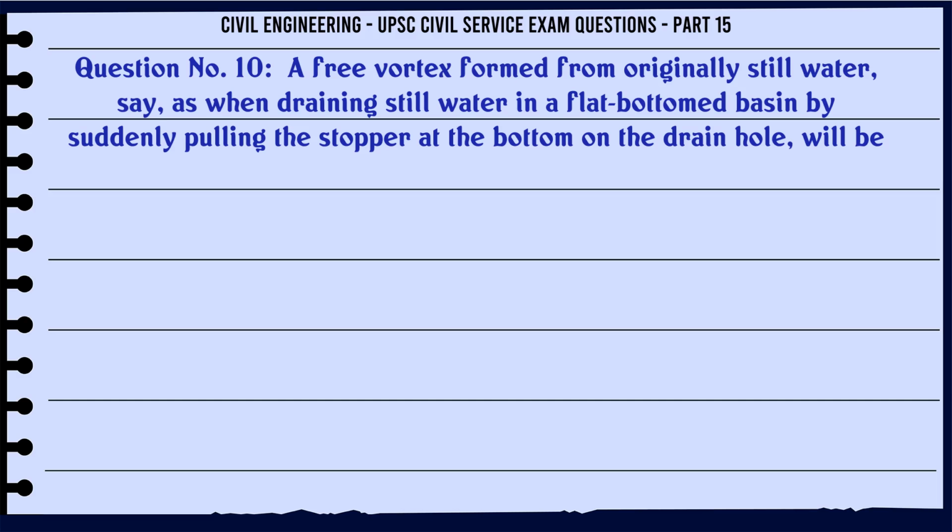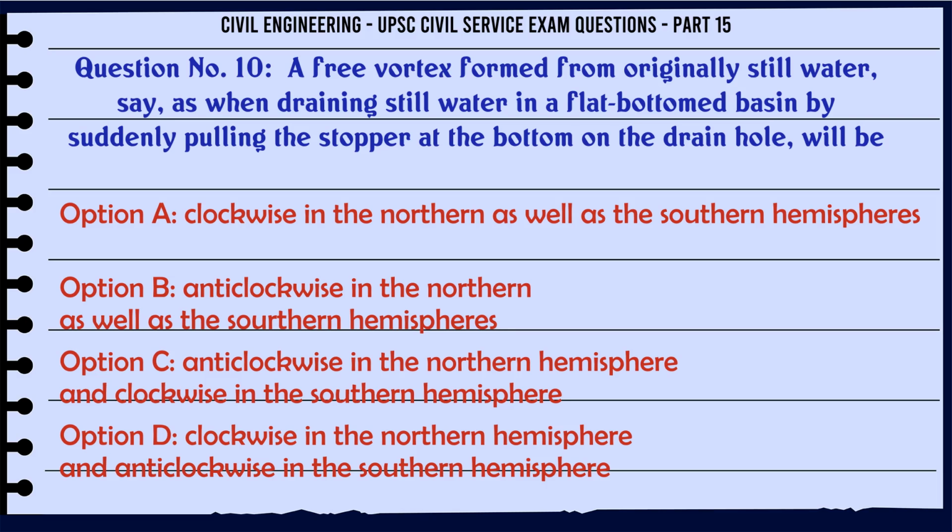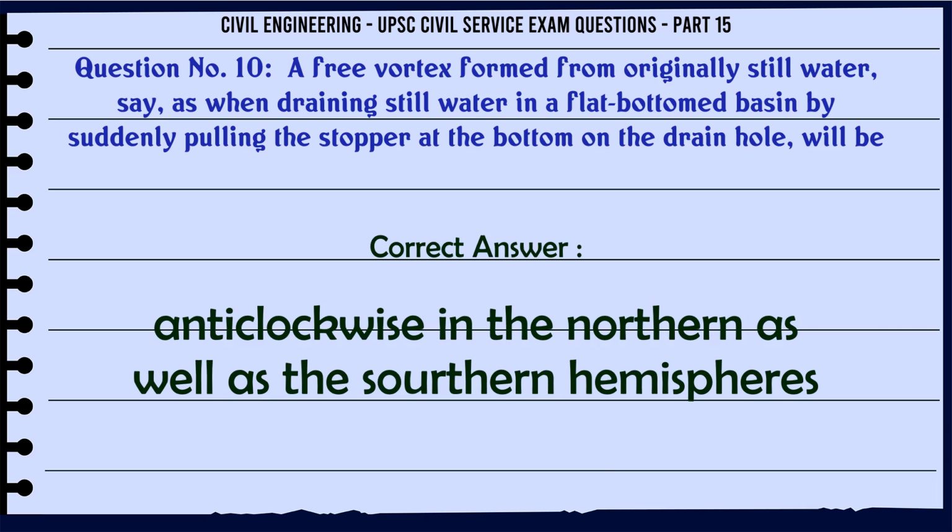A free vortex formed from originally still water, say as when draining still water in a flat-bottomed basin by suddenly pulling the stopper at the bottom drain hole, will be A. Clockwise in the northern as well as the southern hemispheres. B. Anticlockwise in the northern as well as the southern hemispheres. C. Anticlockwise in the northern hemisphere and clockwise in the southern hemisphere. D. Clockwise in the northern hemisphere and anticlockwise in the southern hemisphere. The correct answer is anticlockwise in the northern as well as the southern hemispheres.